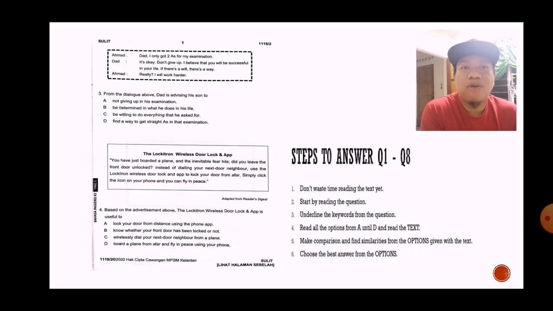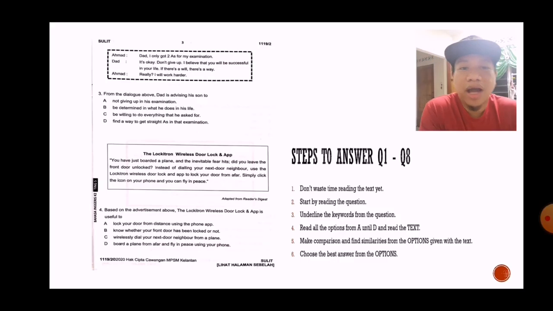Right. So of course B is the answer. What is B? Be determined in what he does in his life. Okay, so next, can we move on to question 4?